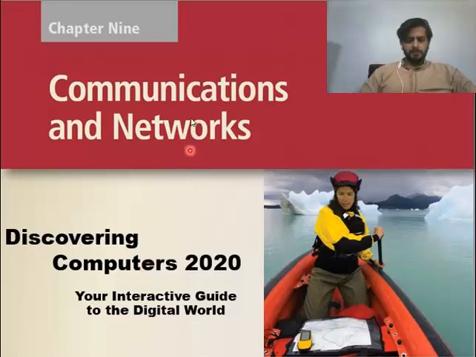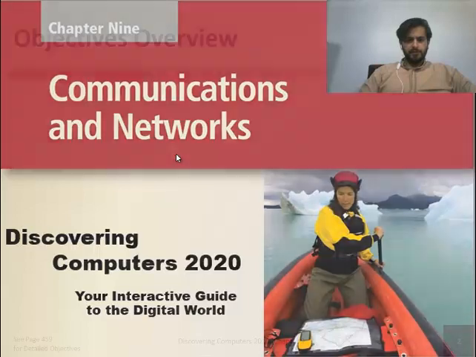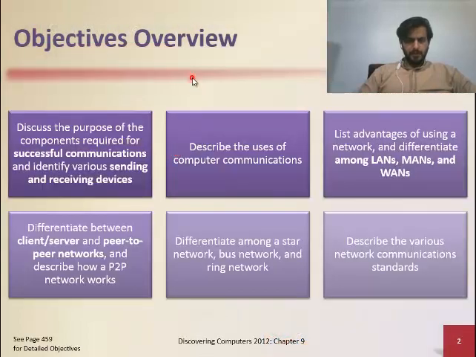The name of the chapter is Communication and Networks. First of all, discussing an overview of this chapter. In our overview, we discuss what is a successful communication, what are the components required for a successful communication, and then we also discuss some of our sending and receiving devices in terms of our communication.